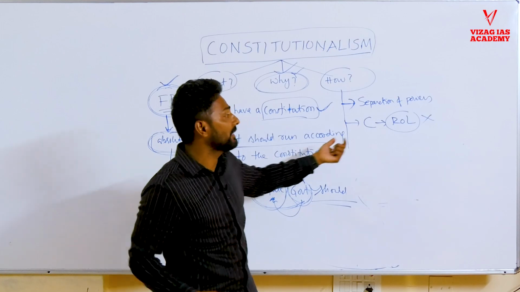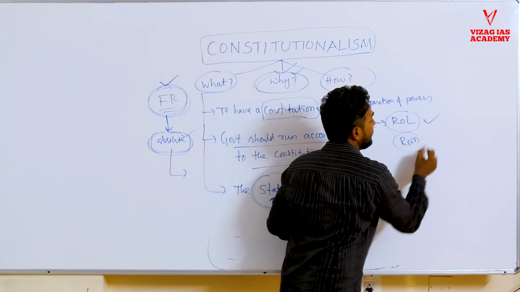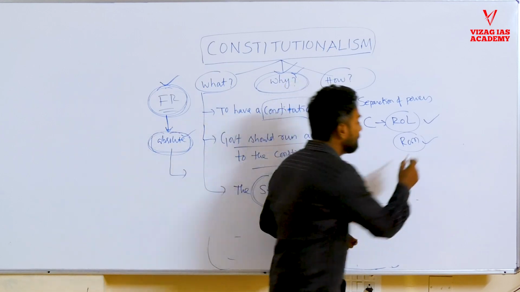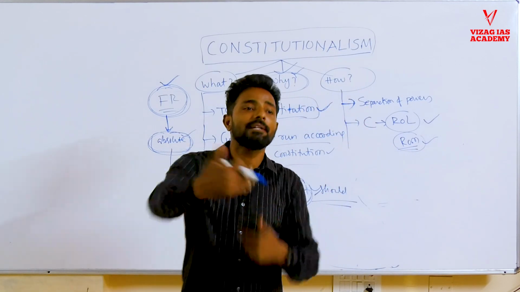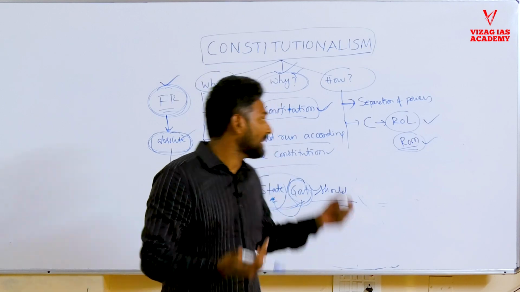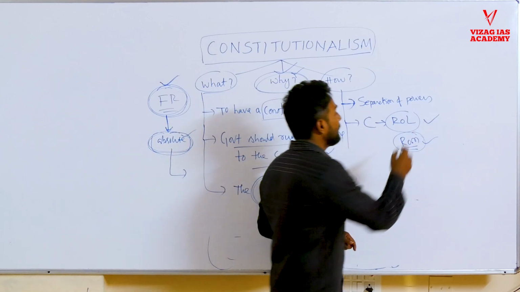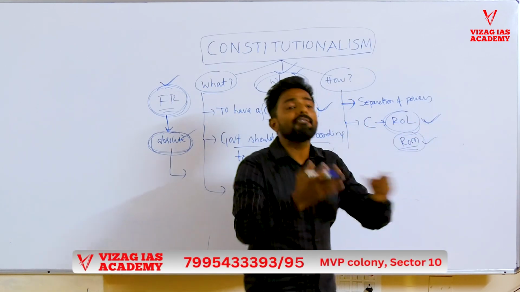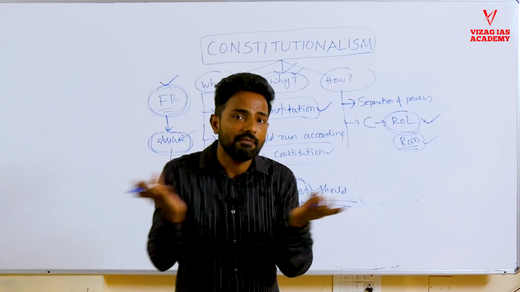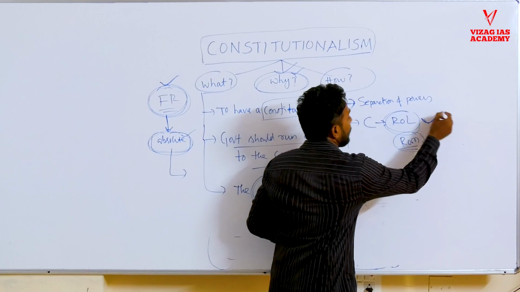What is the difference between rule of law and rule of man? Rule of man is arbitrary. Arbitrary means man-made rules, which means the man can change his rules according to the person. Whoever enters, according to my whims and fancies, I can change the law. Whereas rule of law means the law is the same for all. The law is equally applicable to all the citizens. So rule of law should be there.